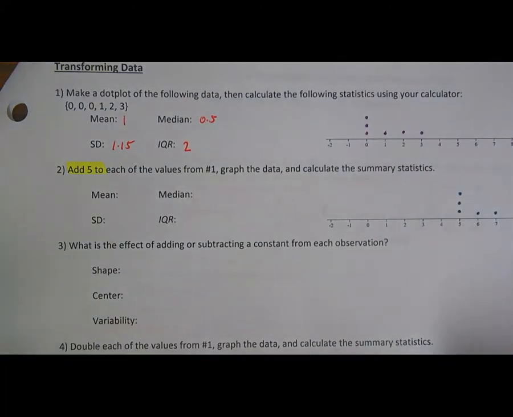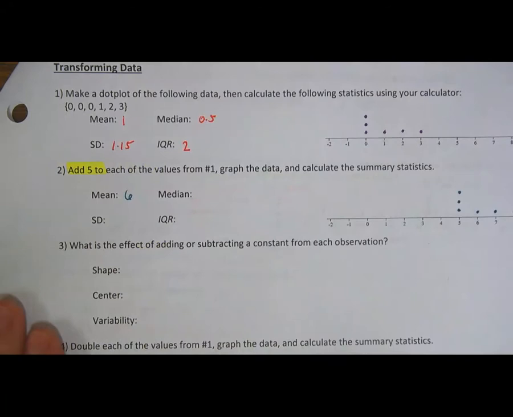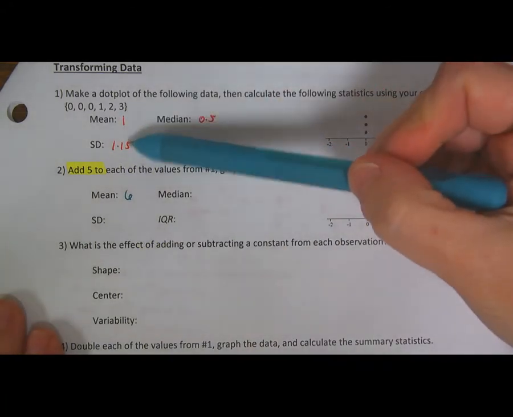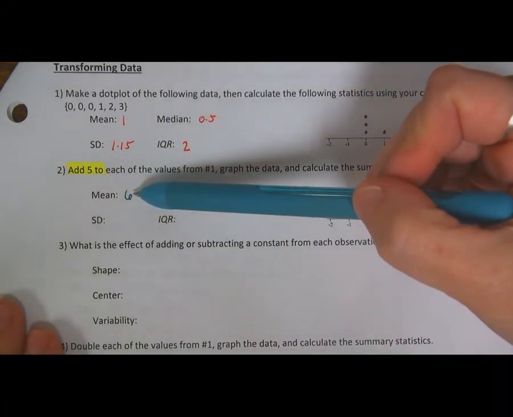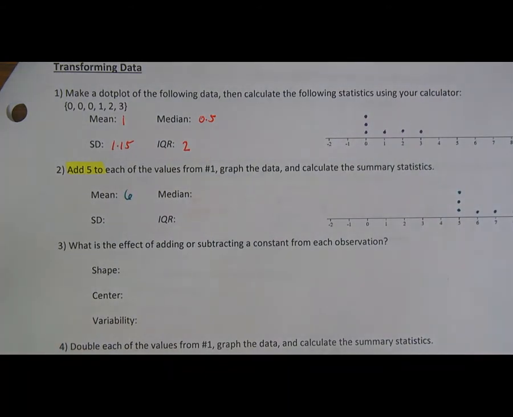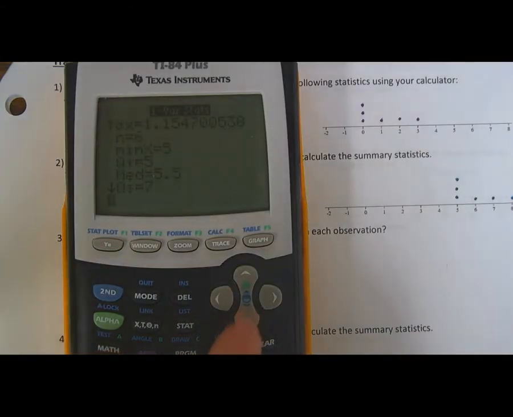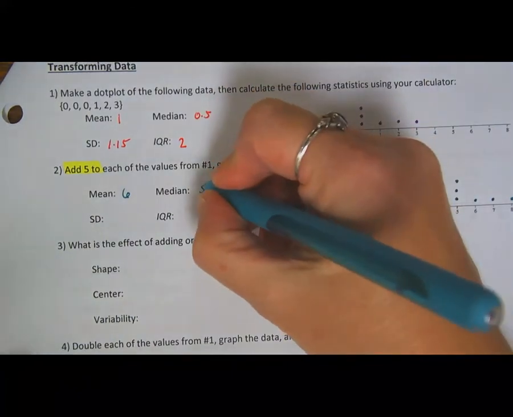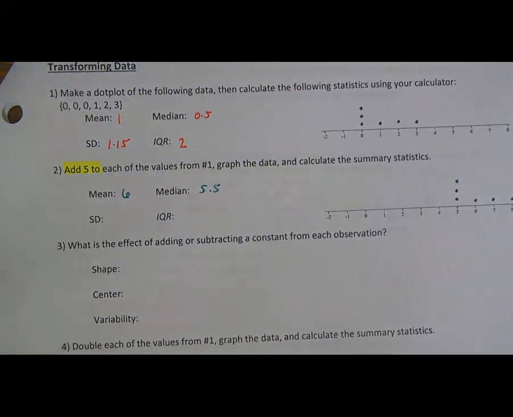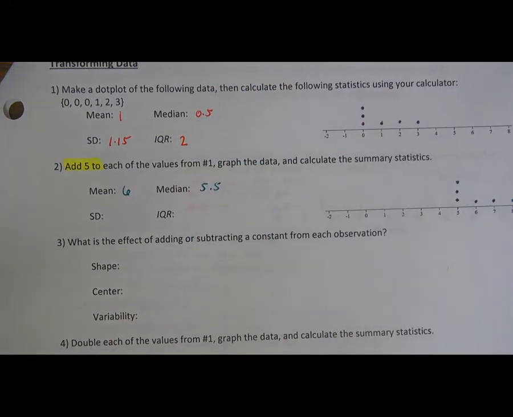The new mean is 6. So what happened from the original mean to the new mean? When I added 5 to each data value, it went up by 5. Let's talk about the other measure of center, which is the median. Arrow down, look at the median. It went up to 5.5. From 0.5 to 5.5, it also increased by 5.